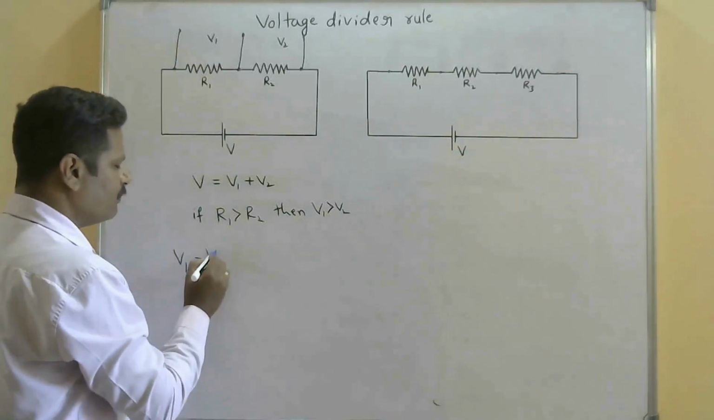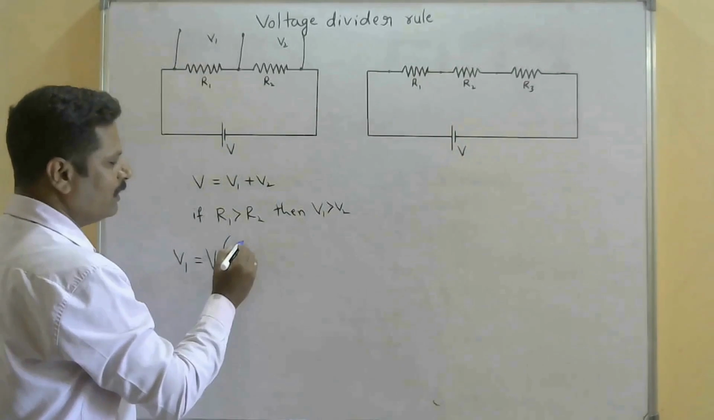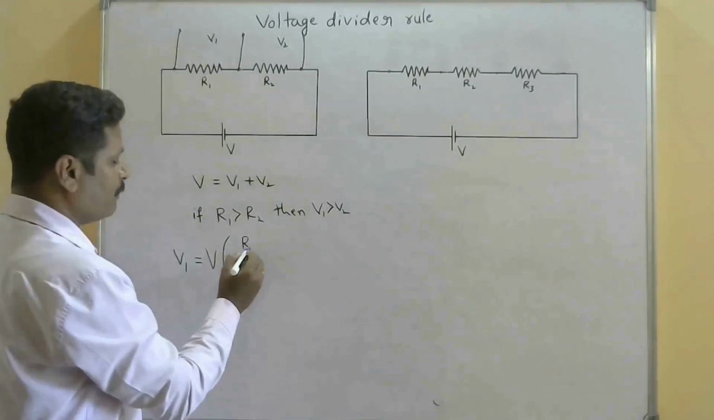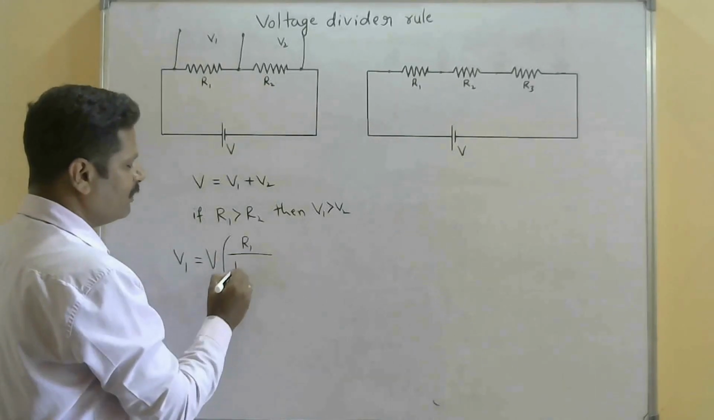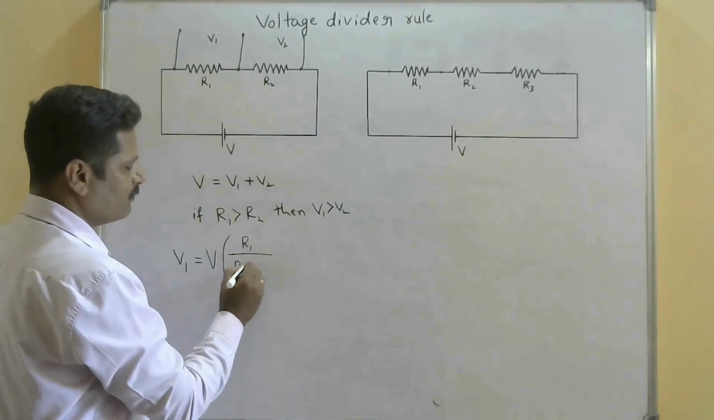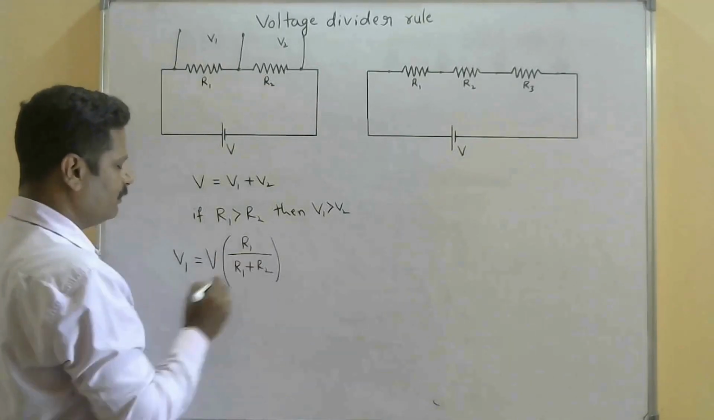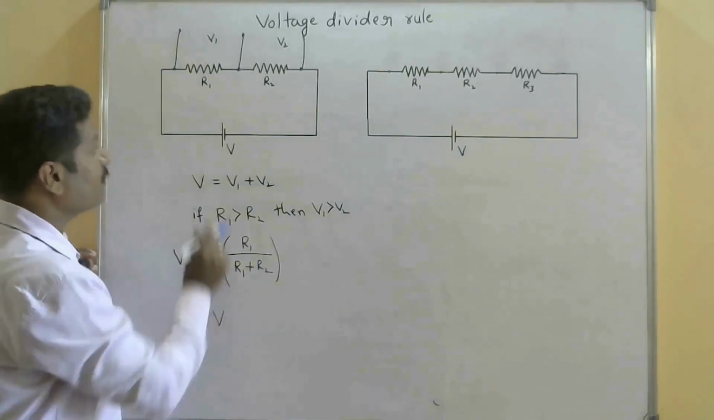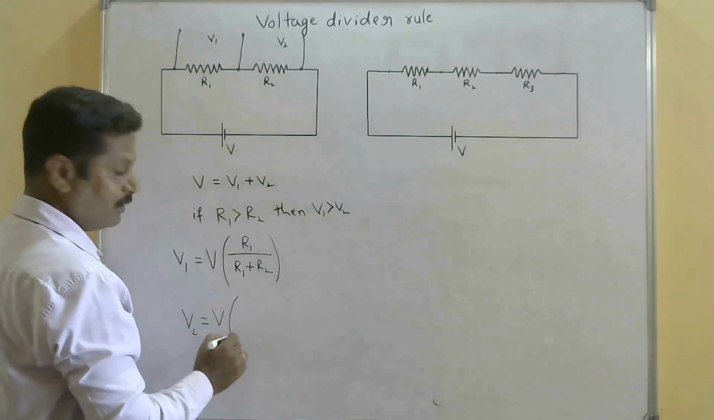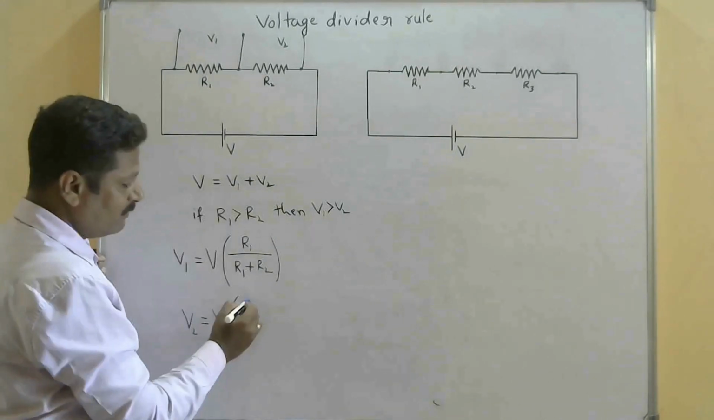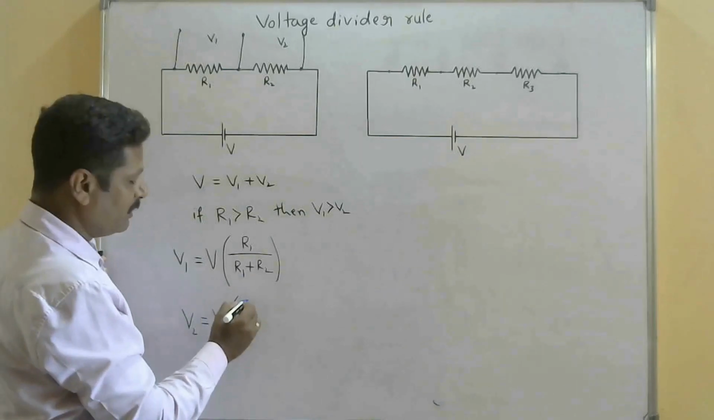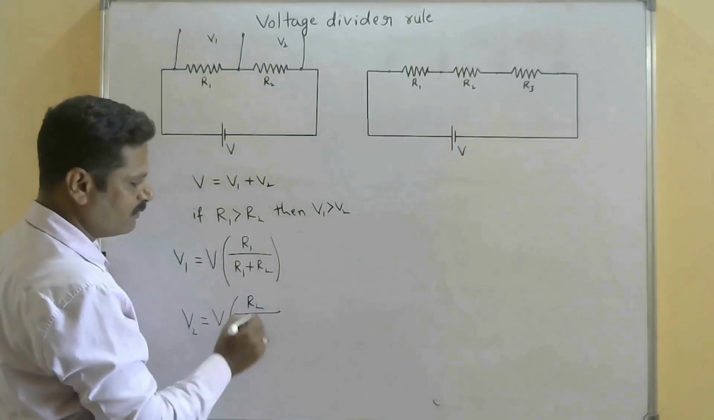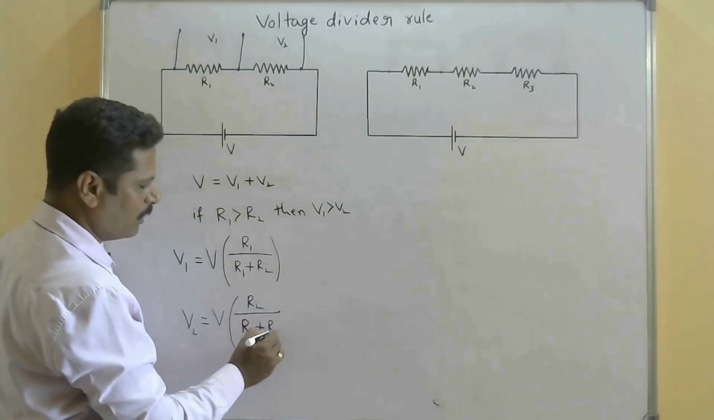the total voltage applied across the combination times the resistance across which the voltage is to be determined, divided by the sum of the resistances, that is the total resistance of the combination. In the same manner, V2 is equal to the total voltage applied across the combination times the resistance across which voltage is to be determined, that is R2, upon the total resistance of the combination, that is R1 plus R2.